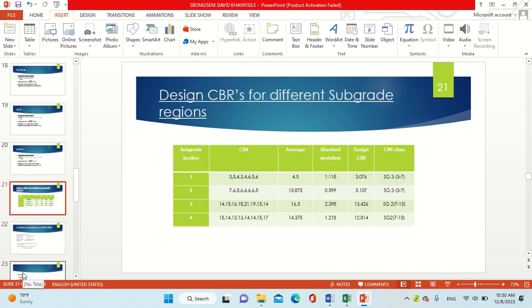Okay, now let's look at the design CBRs for different subgrades, which I've now attached all in one table so that I can summarize what I've calculated for each section from section 1 up to section 4. These are the calculated CBR average, standard deviation, design CBR, and also the subgrade class.